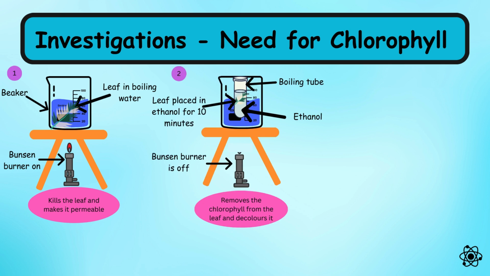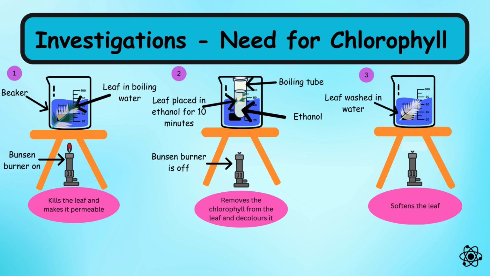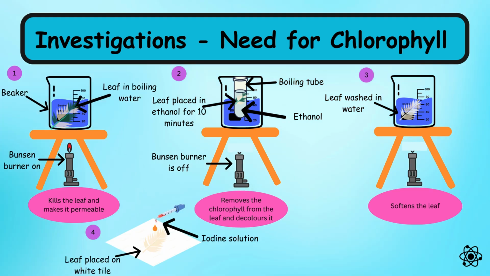Next, the leaf is put for 5 to 10 minutes in hot ethanol in a boiling test tube. This removes the chlorophyll so color changes from iodine can be seen more clearly. Then the leaf is dipped in boiling water to soften it. After that, the leaf is spread out on a white tile. An iodine solution is added to it.